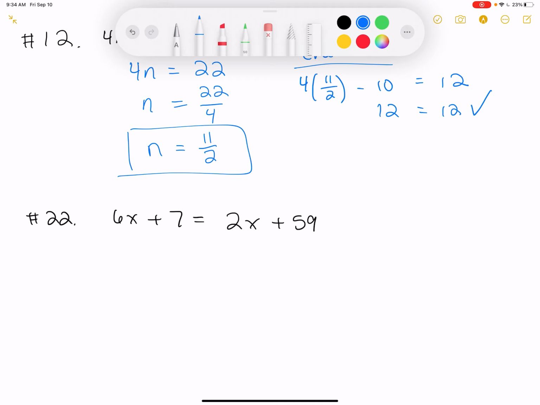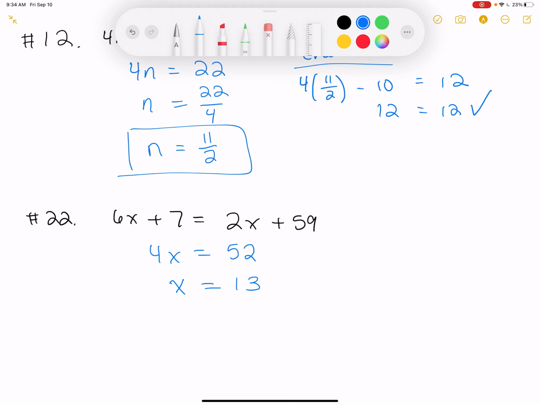In this step, it's completely fine to go ahead and subtract the 2x and subtract the 7 over to the other side. I like to do it that way because it takes up less lines on my paper. So 6x minus 2x is 4x, and then 59 minus 7 is 52. X equals 13. And yeah, x equals 13.